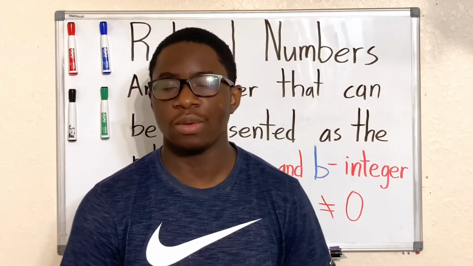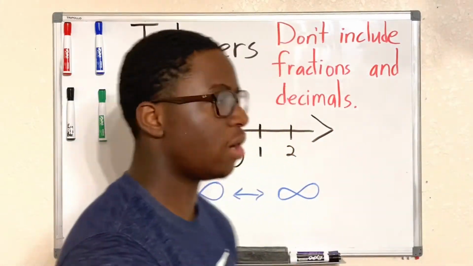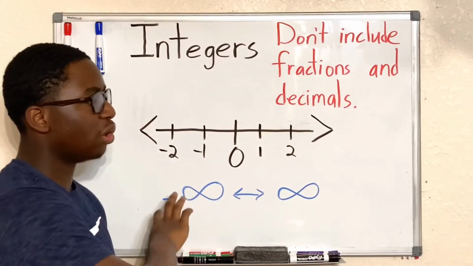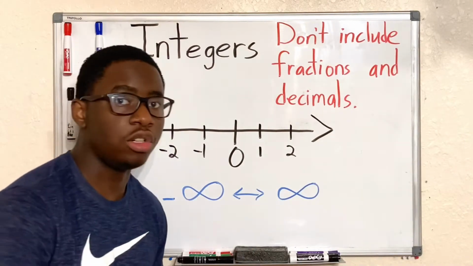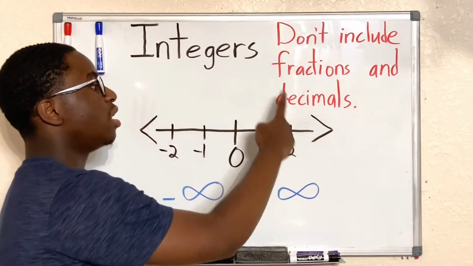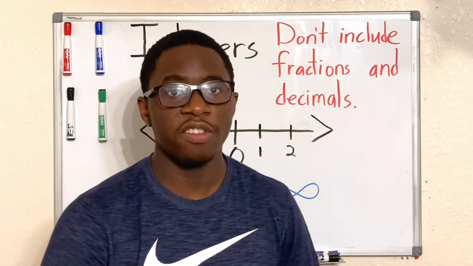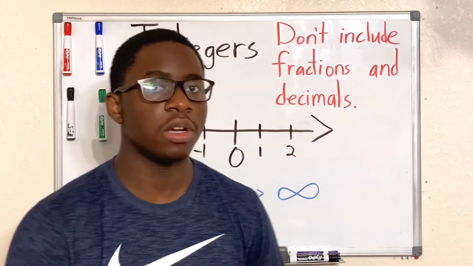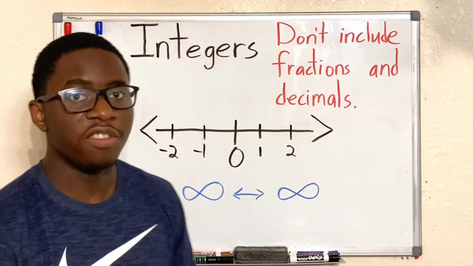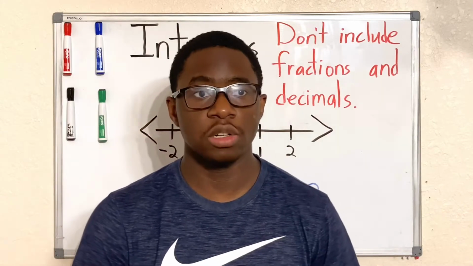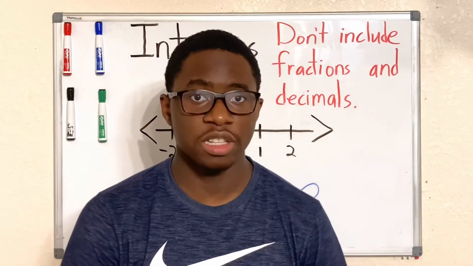But hold on, what are integers? Integers can be represented as all the numbers on the number line going in both the positive direction as well as the negative direction. However, they don't include fractions and decimals. So 2.2 is not an integer. Negative 8 over 3 is not an integer. However, negative 2 is an integer. Negative 816 is an integer. Positive 18 is an integer. Negative 19 is an integer, and so on.